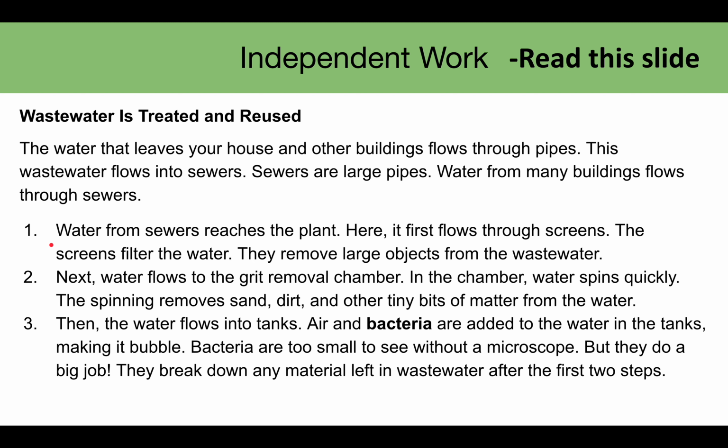Stage 1. Water from sewers reaches the plant. Here, it first flows through screens. The screens filter the water. They remove large objects from the wastewater. 2. Next, water flows to the grit removal chamber. In the chamber, water spins quickly. The spinning removes sand, dirt, and other tiny bits of matter from the water.